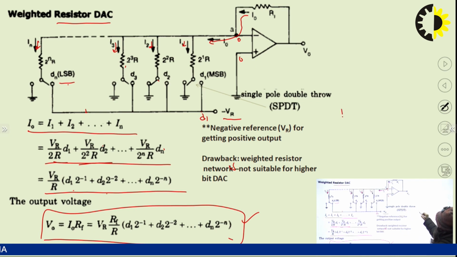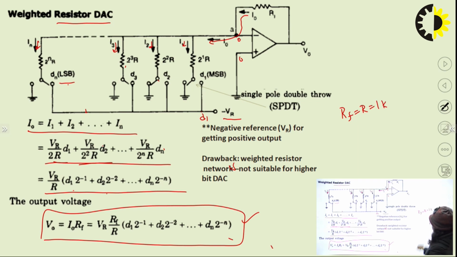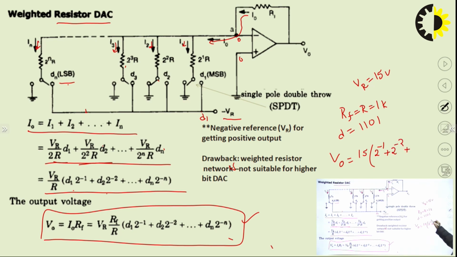For example, if we take RF and R as 1K and the digital input as 1101, and the reference voltage 15 volt, then the output will be 15 multiplied by RF upon R, that is 1 upon 1, that is unity. Then D1 1 multiplied by 2 to the power minus 1 plus 1 multiplied by 2 to the power minus 2 plus 0 multiplied by 2 to the power minus 3 plus 1 multiplied by 2 to the power minus 4. So it comes out to be 15 multiplied by 1 by 2 plus 1 by 4 plus 1 by 16. So this is the output for binary input 1101.